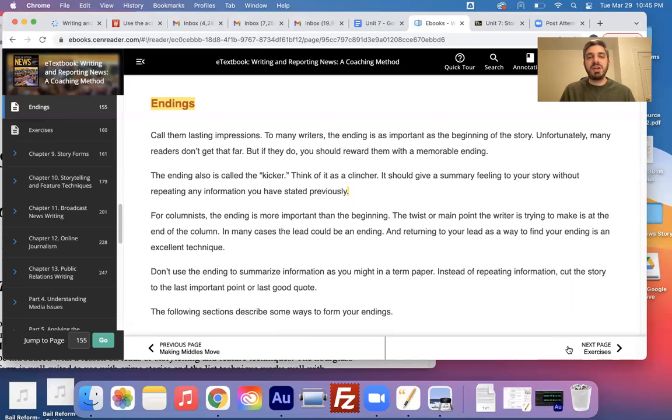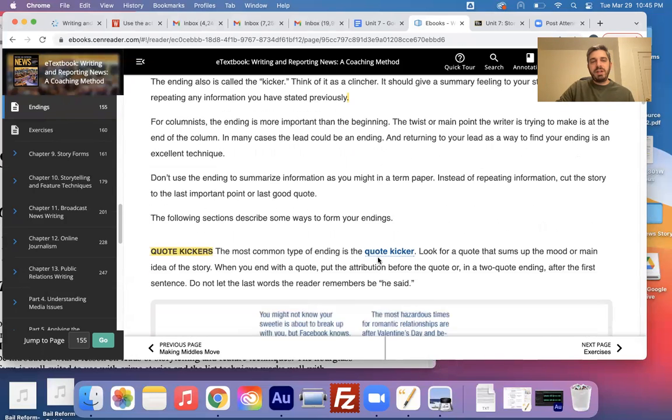The ending is also called the kicker. Think of it as the clincher. It should give a summary feeling to your story without repeating any information that you've stated previously.